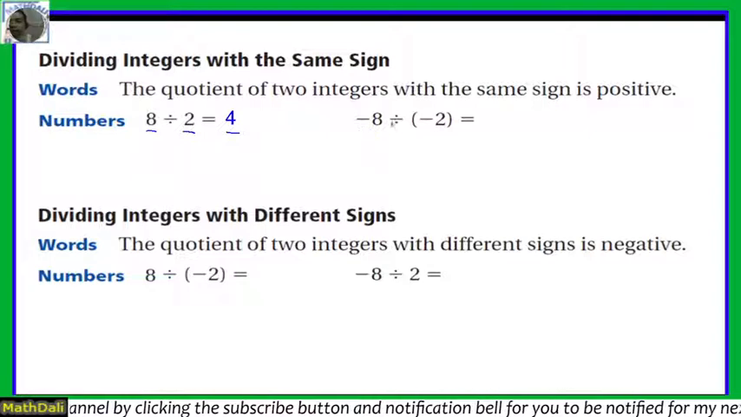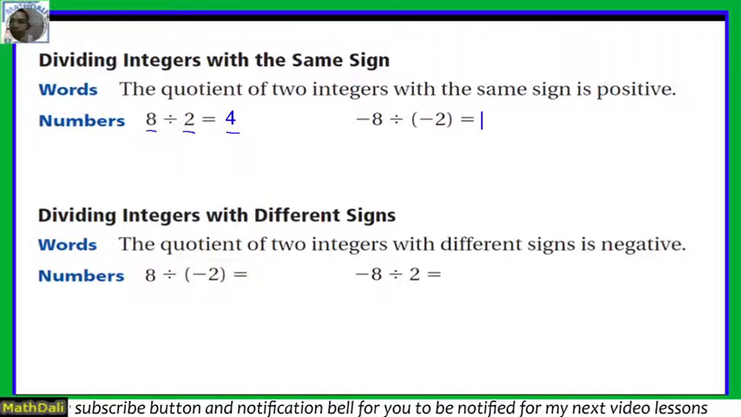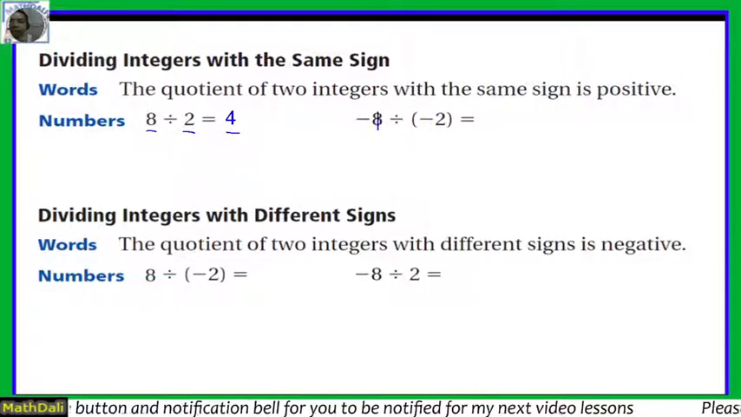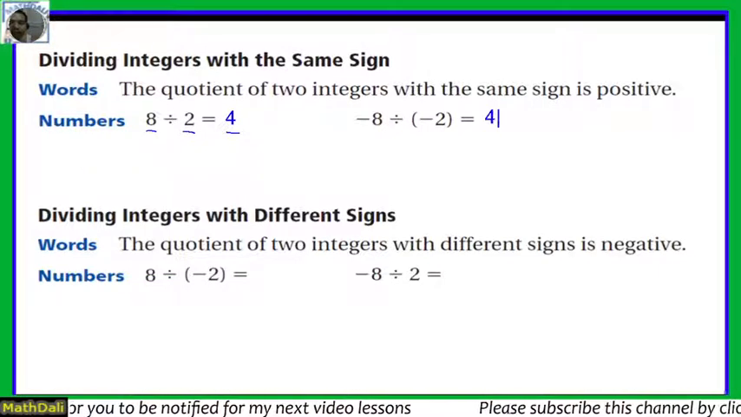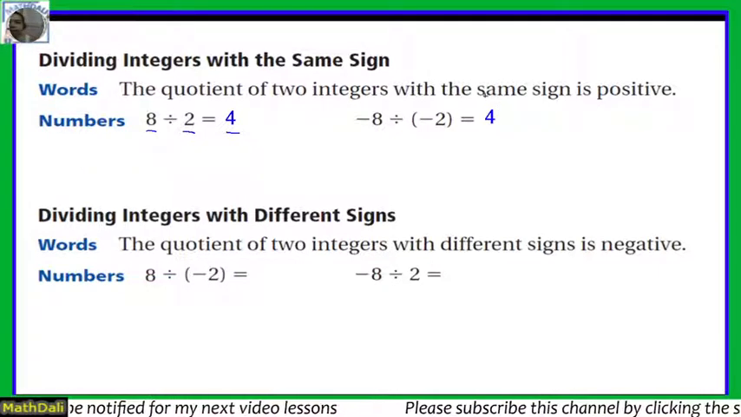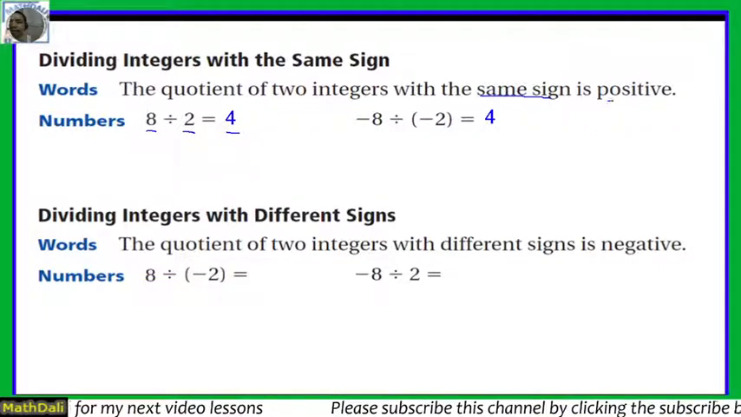So, negative 8 divided to negative 2, that will be equal to, parehas na negative. Ang sagot dyan ay positive. That is equal to positive 4. Tandaan, pagka same sign, that is positive.